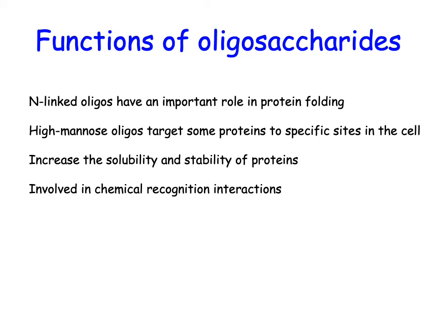These oligos can also be used to target proteins to specific sites in the cell. They also are involved in increasing the solubility as well as the stability of proteins. And again, as you can imagine, if we attach a bunch of very hydrophilic carbohydrate to a protein, it's going to make it much more soluble in water. And lastly, they can also be involved in recognition interactions, and I just showed you an example of leukocytes binding to epithelial cells.